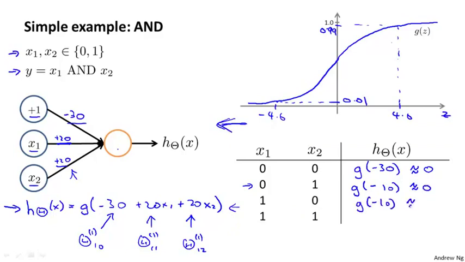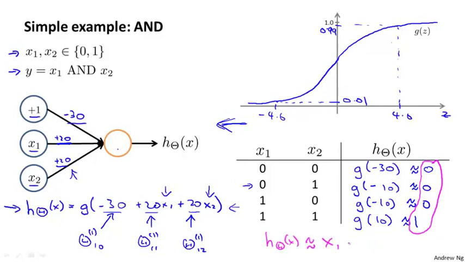This is also g of minus 10: if x1 is equal to 1 and x2 is 0, this is minus 30 plus 20, which is minus 10. And finally, if x1 equals 1 and x2 equals 1, then you have g of minus 30 plus 20 plus 20. So that's g of positive 10, which is therefore very close to 1. And if you look at this column, this is exactly the logical AND function. So this is computing h of x approximately equal to x1 AND x2.